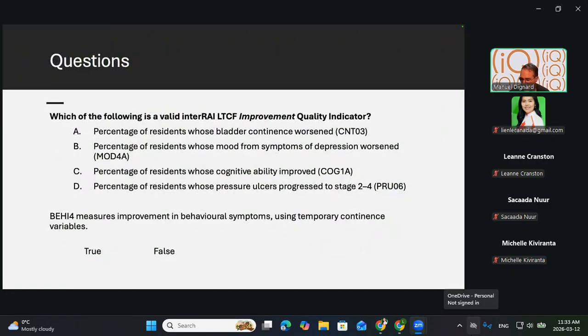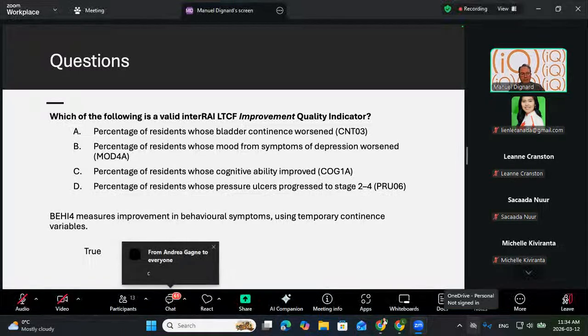A couple of questions here before we get to the decline indicator. So, which of the following is a valid improvement quality indicator? Percentage of residents whose bladder continence worsen, mood from symptoms of depression worsen, cognitive ability improve, pressure ulcer progress to stage 2 to 4.